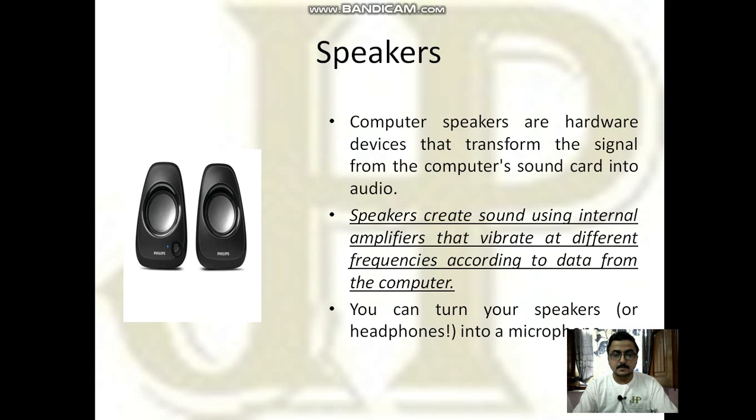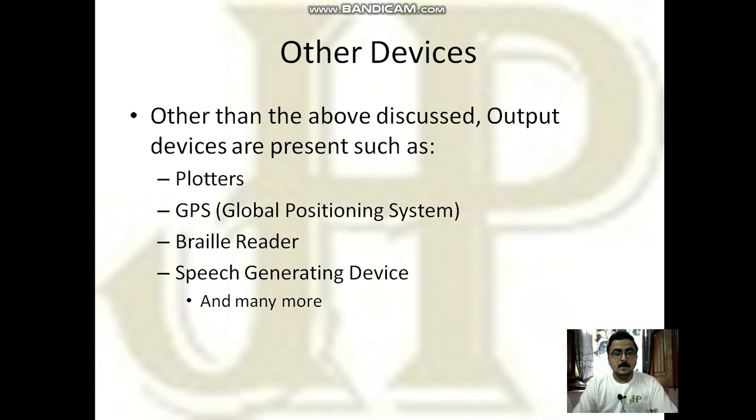Next is speakers. Speakers create sound using internal amplifiers that vibrate at different frequencies according to data from the computer. Okay. Other than this, there are various output devices like plotters, GPS, global positioning system, Braille reader for blind persons, speech generating device, and many more.